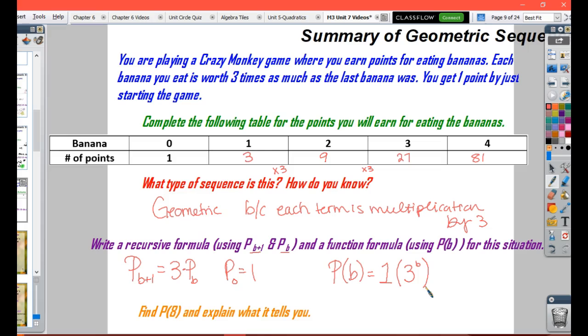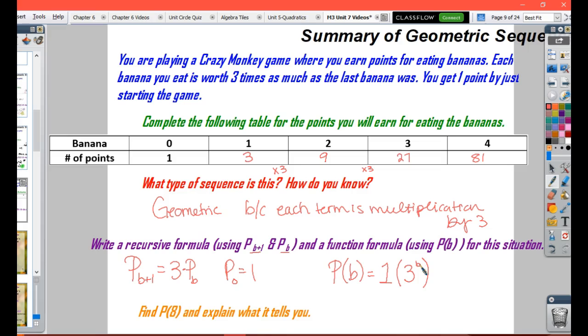Now let's see if this works. You might have seen a formula like this already. If I put in 1 for 1 banana in for b, 3 to the first power is 3, times 1 does make 3. Let's put in 3 bananas. 3 to the third power is 3 times 3 times 3, which makes 27. 27 times 1 makes 27. This formula is working for every number in our table. If I plug in the number of bananas at the top of the table, I get the number of points that are indicated in the bottom of the table. Always check your formula to make sure that it is working.